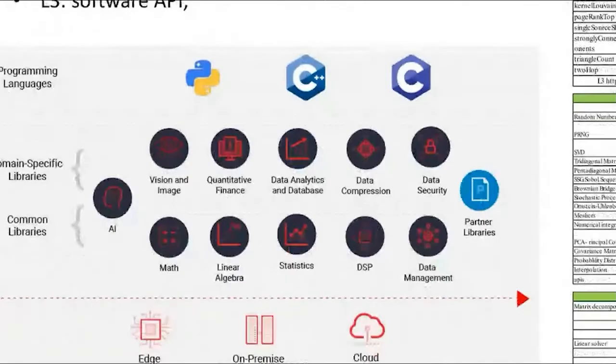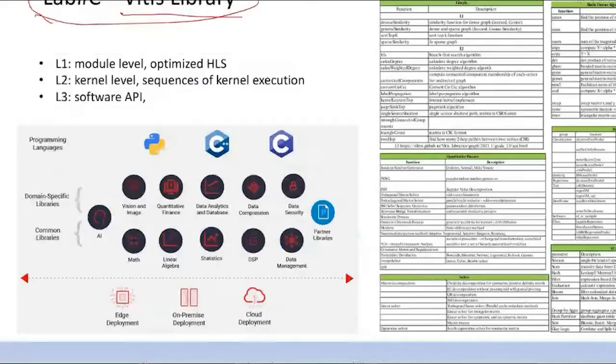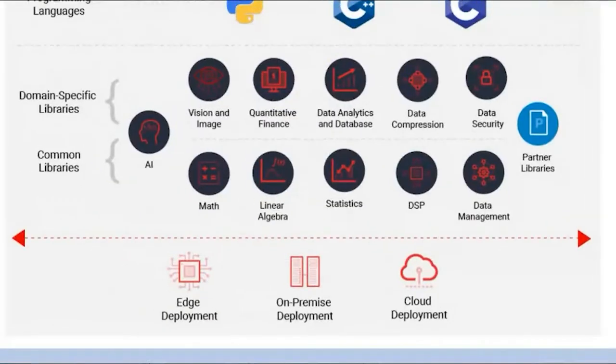there are some common libraries like a math library: linear algebra, statistics, DSP, and data management. Built on top of it, you have domain-specific libraries like vision and image applications, quantitative finance, data analytics, database, data compression, and data security. And each library covers 3 levels.